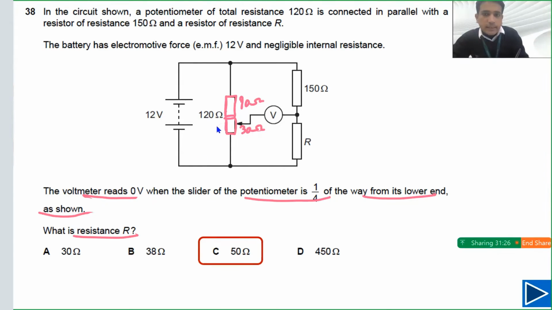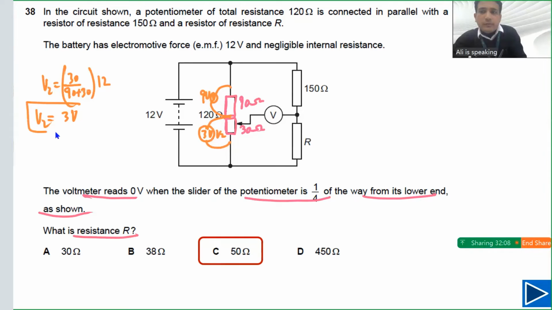And now I can connect a voltmeter across these 2 different resistors. If I connect a voltmeter across the upper resistor, let's say I connect it here, the reading on this one will be 9 volts. And the reading on this one will be 3 volts. This one you can simply find using the potential divider formula. Let's say this is voltmeter V2, so V2 will be equal to 30 divided by (90 plus 30), multiplied by 12. So our answer in this case will be 3 volts. So we can find the value of V2.